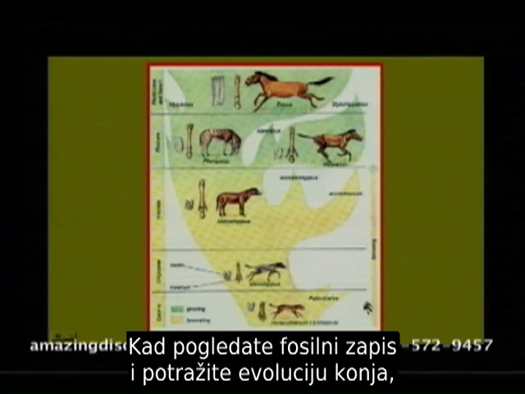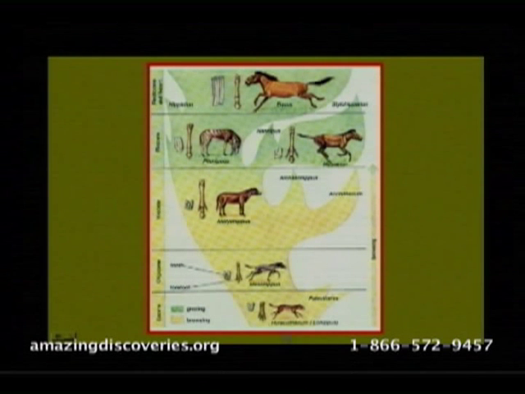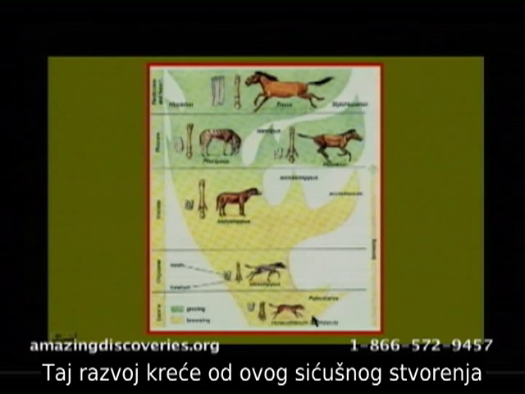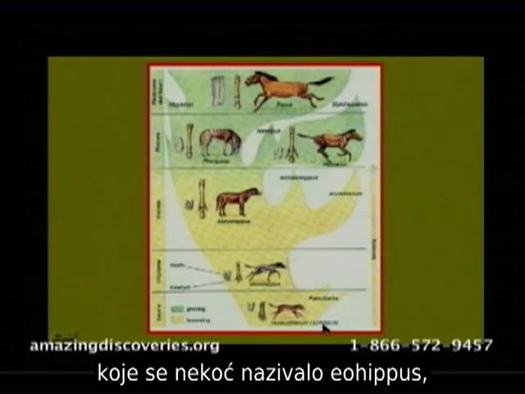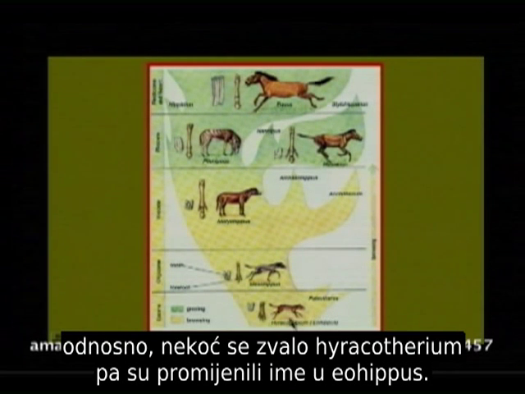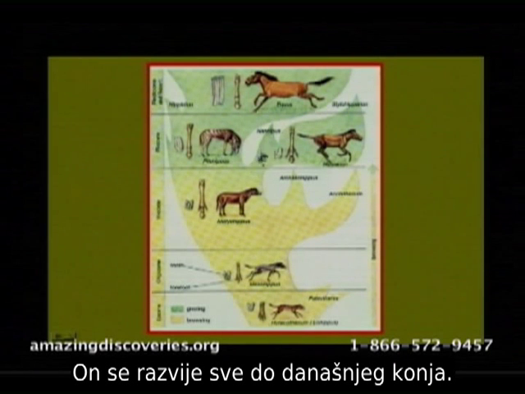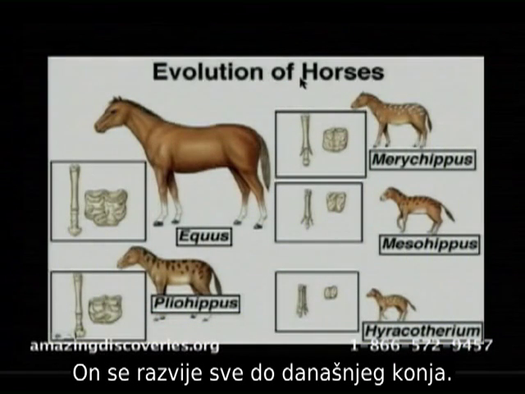So when you go into the fossil record and you look at the evolution of the horse, this is how it's depicted. So you go from this tiny little creature, which used to be called Eohippus, or it used to be called Hyracotherium, and then they changed it to Eohippus, develops all the way through to the modern horse.